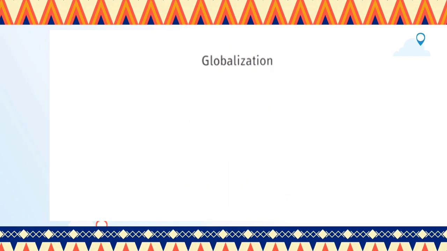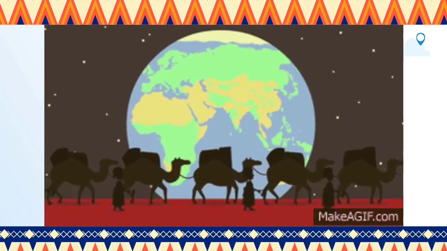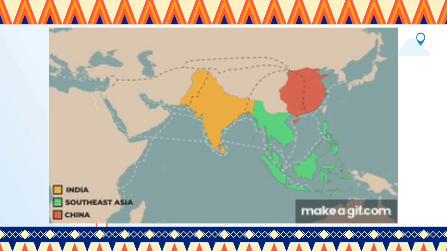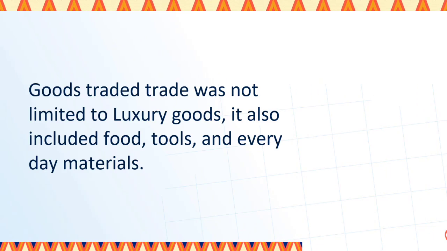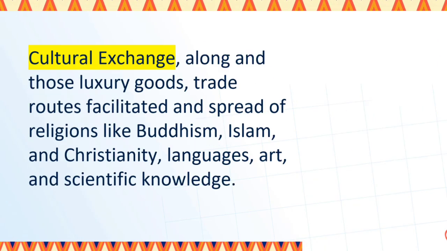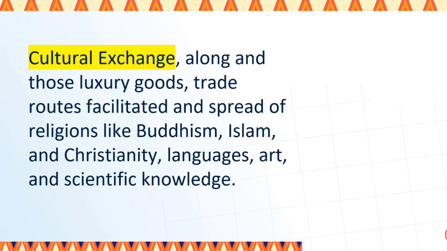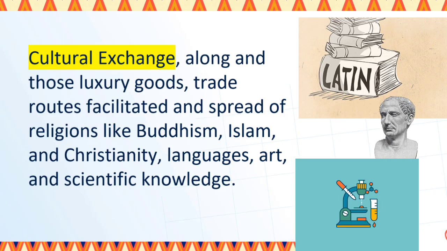It includes, first, the geographic reach. For example, the Silk Road connected China to the Mediterranean, while the Indian Ocean trade routes linked East Africa, the Middle East, South Asia, and Southeast Asia. Second is the goods traded. Trade was not limited to luxury goods, it also included food, tools, and everyday materials. Third is cultural exchange. Along with those goods, trade routes facilitated the spread of religions like Buddhism, Islam, and Christianity, languages, art, and scientific knowledge.